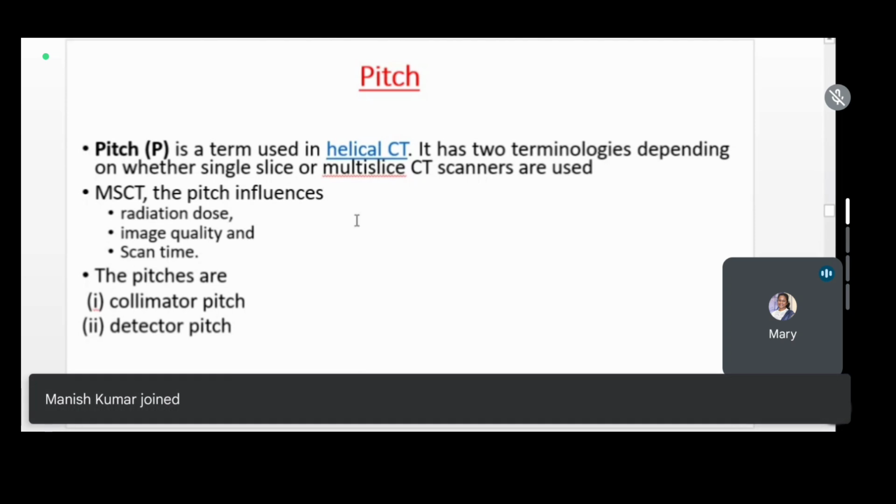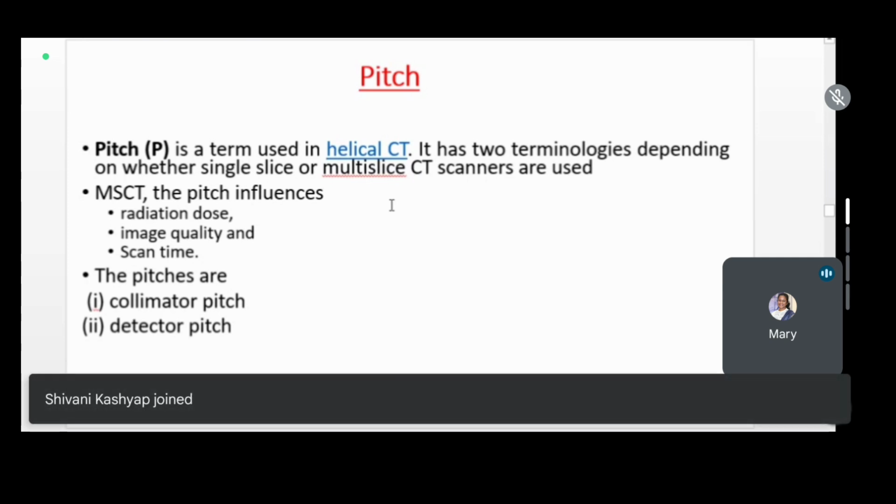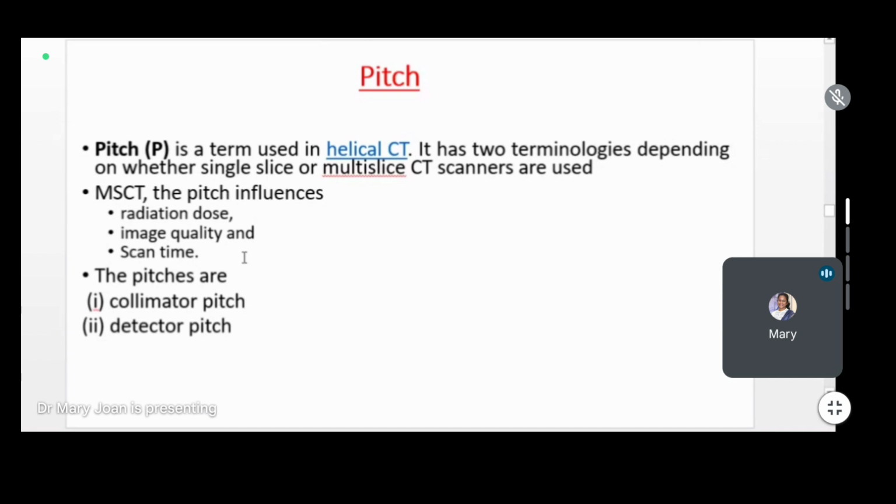So here is what is pitch. This is a term used especially in helical CT. It has two terminologies depending on whether single slice or multi-slice CT scanners are used. In multi-slice CT, the pitch influences the radiation dose, image quality, and scan time. The pitches are the collimator pitch and detector pitch.